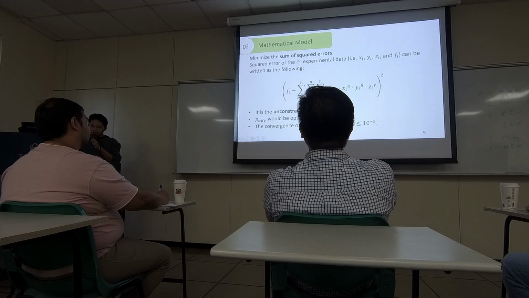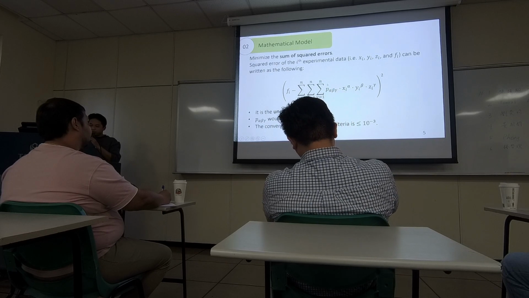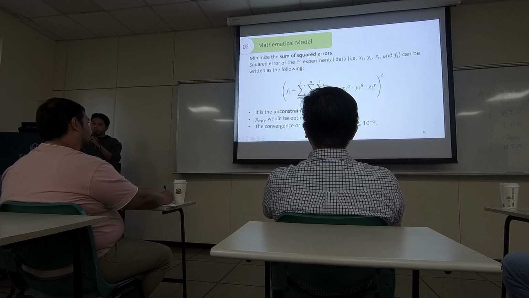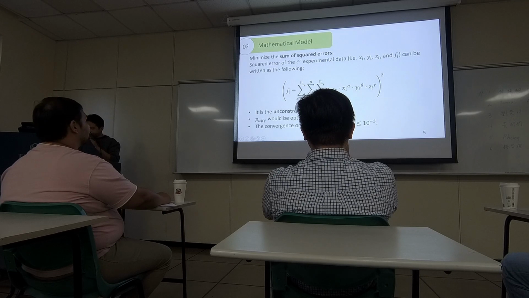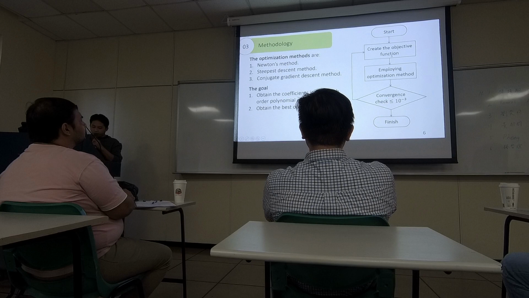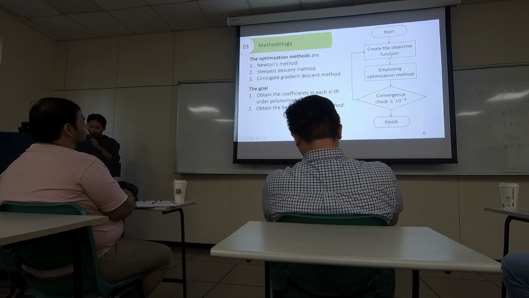And the next is, since we use experimental data, we have an idea to use the sum of square errors in order to obtain the coefficients. And this is our objective function. And this is our workflow or flowchart, and we plan to use three methods such as Newton's method, steepest descent, and conjugate gradient.